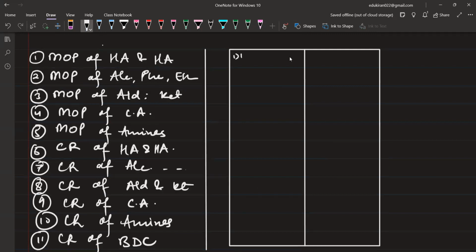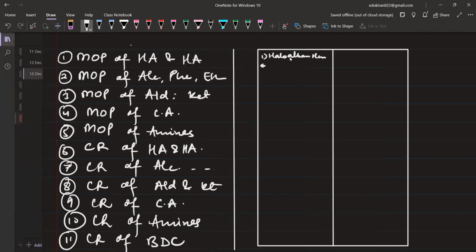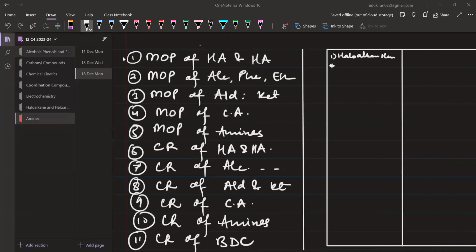Chapter 1, that is haloalkane, haloarene. This is chapter number 1. First question, you go to the notes.